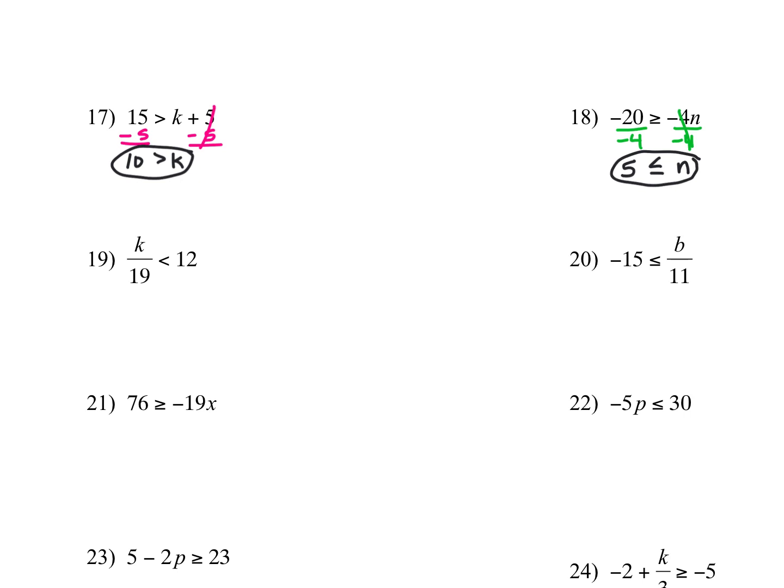Number 19, we need to get rid of that dividing 19, so we're going to multiply both sides by 19. It'll cancel on the left side, and 12 times 19 is 228.